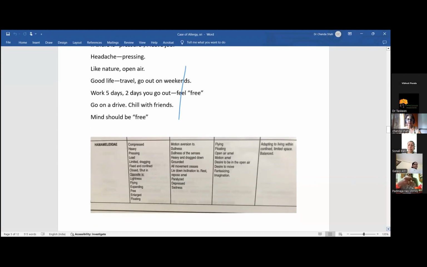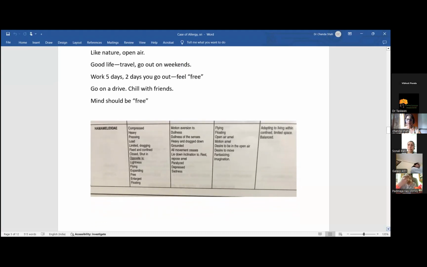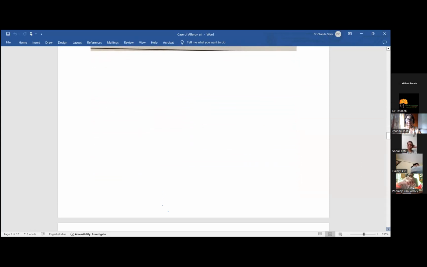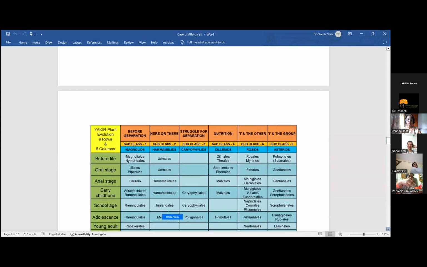Now, there must be some people who are not familiar with the personal evolution method, right? So, I'll just do a brief understanding of what is personal evolution method. So far, with the sensation method, we've come up to Hemimelidae, right? Okay. Now, this is the plant chart. Okay.